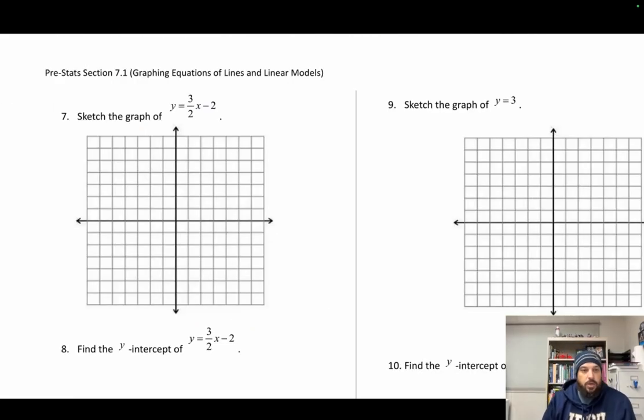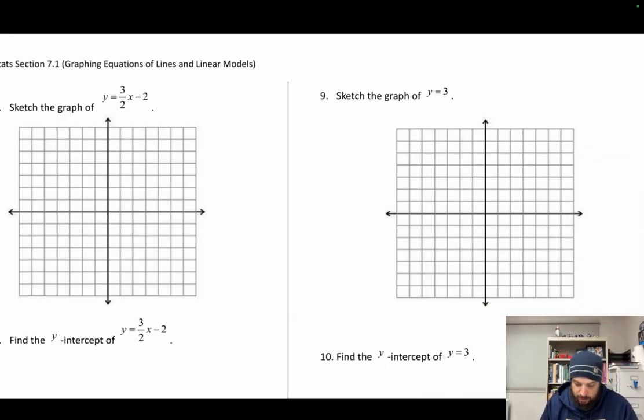All right, so I'm going to have you sketch this graph at 7 here. Try your hand at that. Identify your y-intercept as well there in 8. All right, with you having tried that now, let's look at number 9.